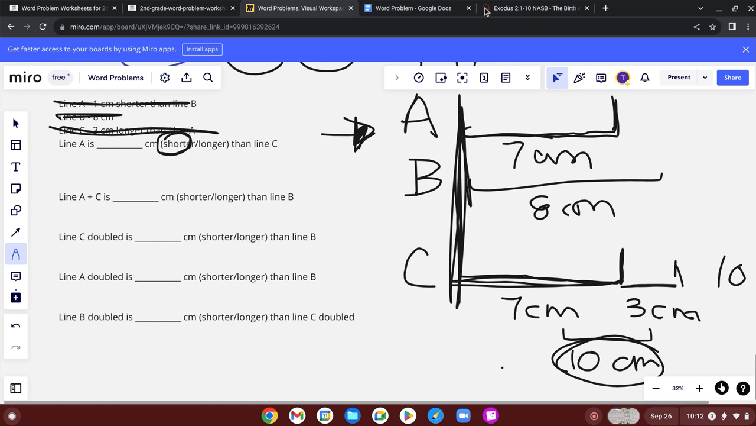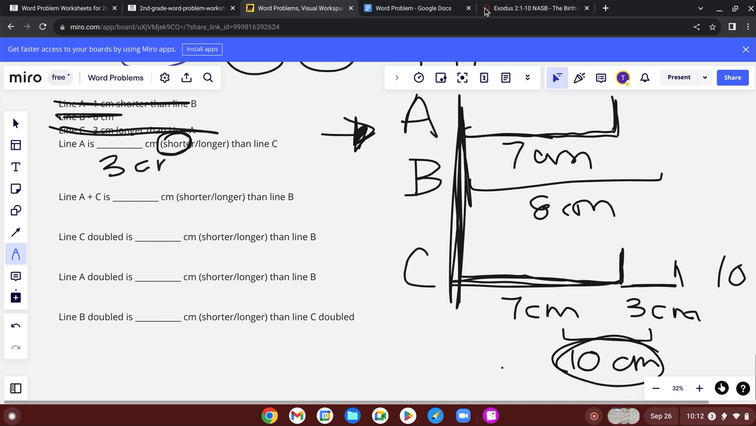How long is line A? 7 centimeter. How long is line C? 10 centimeter. So how much shorter is it? 3 centimeter.